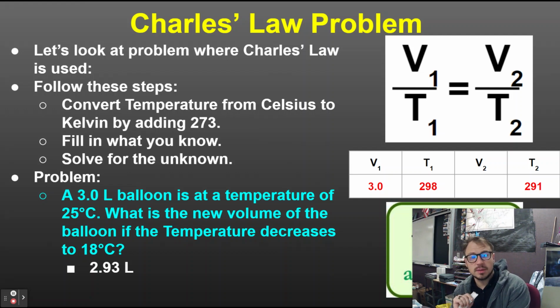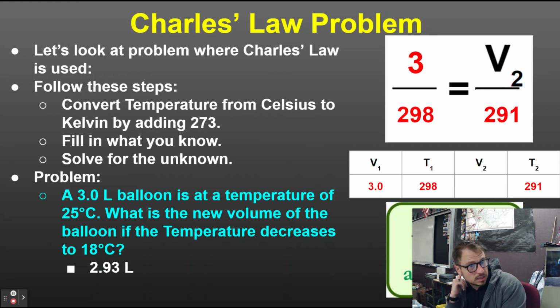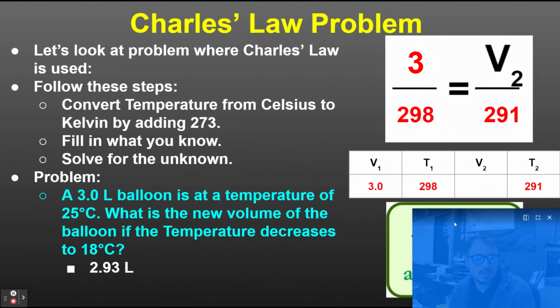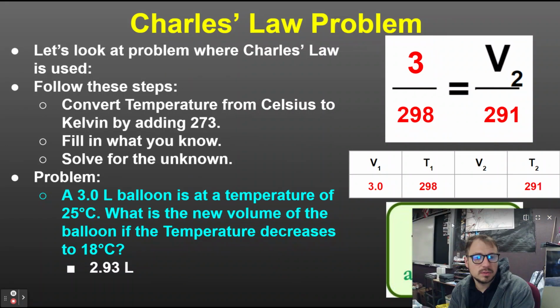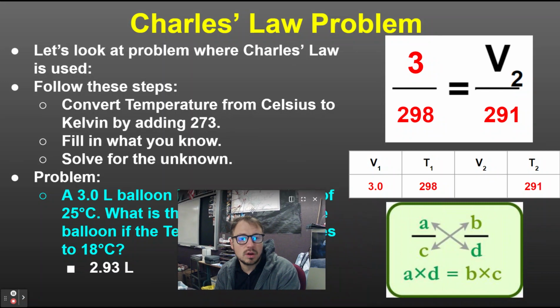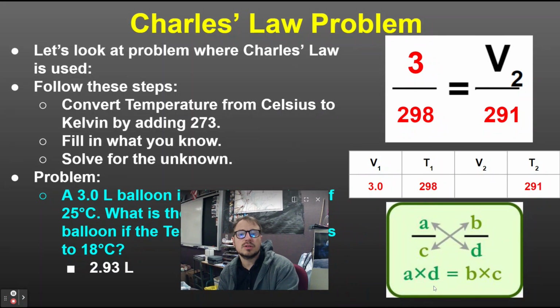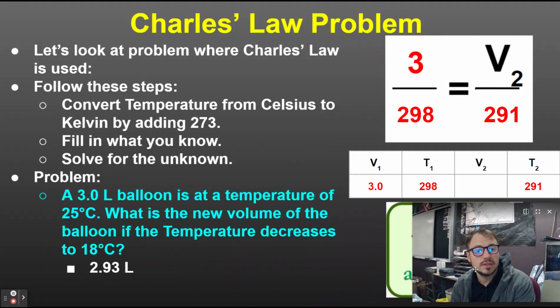And to get the final temperature, I added 273 to 18. So then I plug in everything that I know. Let me move this video screen so you can see. What you need to do is cross multiply, right? This is how you can solve these kinds of problems. 3 times 291 divided by 298 will get you 2.93 liters. So this is how you solve these problems. Really easy with that cross multiplication.